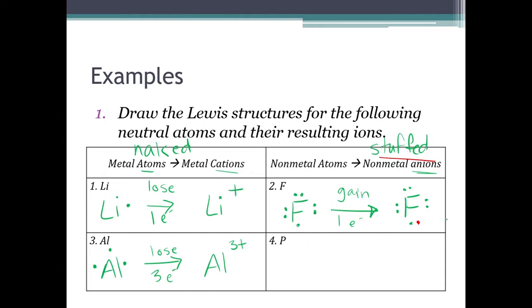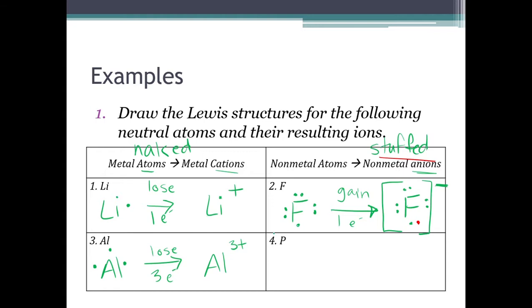So to show that this is now an ion, because we've been messing with the number of electrons, we will put this in square brackets and give it a charge. We gained 1 electron, so we have a -1 charge, or just a negative charge.